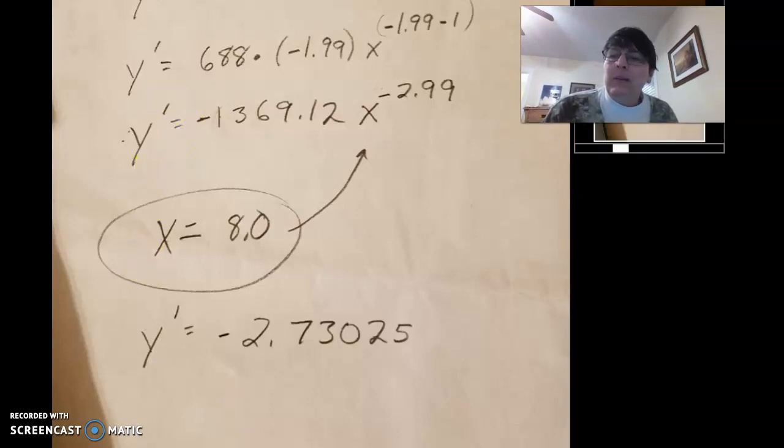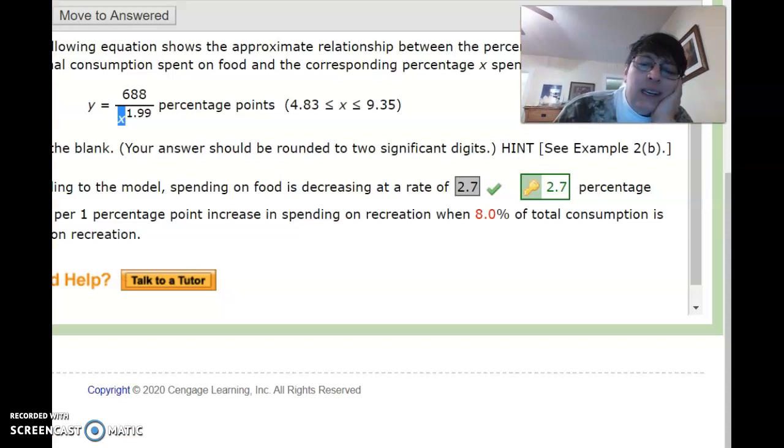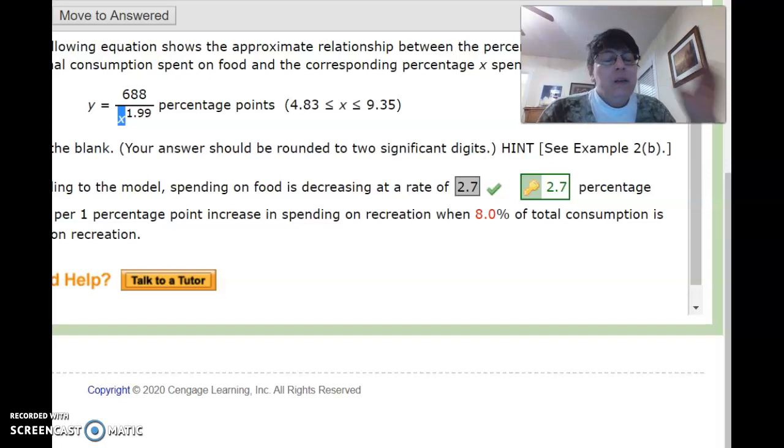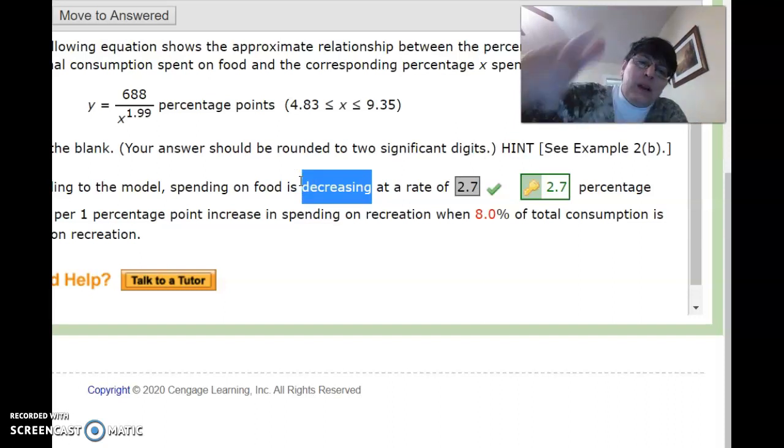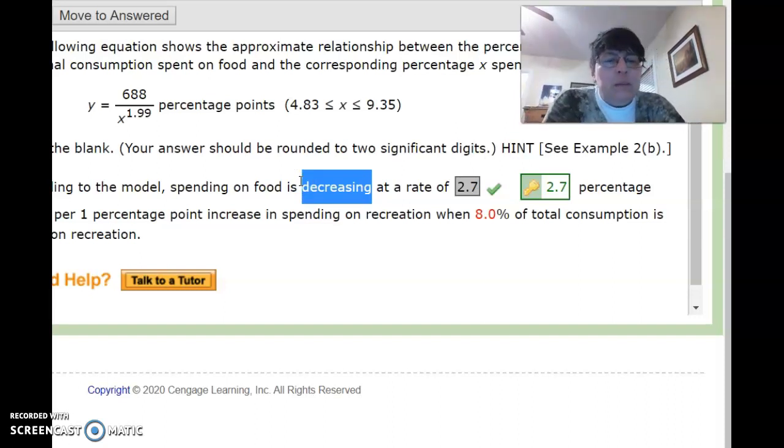And we come back to the problem and try to put in 2.73, and it doesn't work. Why is the answer 2.7? The trick is this word right here, decreasing. Because they put in the word decreasing, that means we already know the answer's negative. It caught me too. I'm like, why am I wrong? Well, we don't need the negative. That decreasing takes care of it.